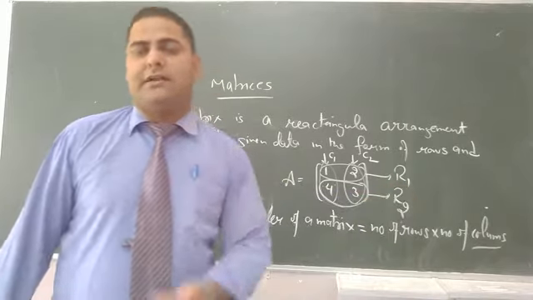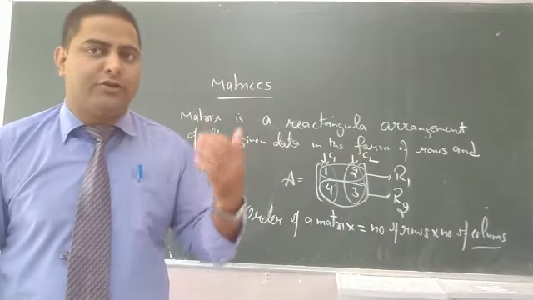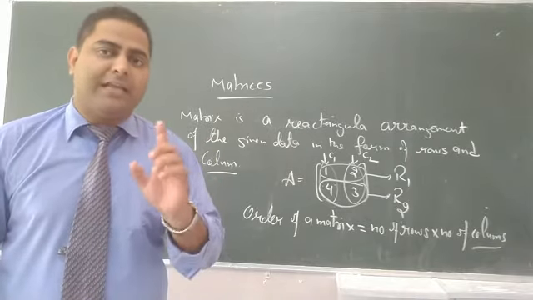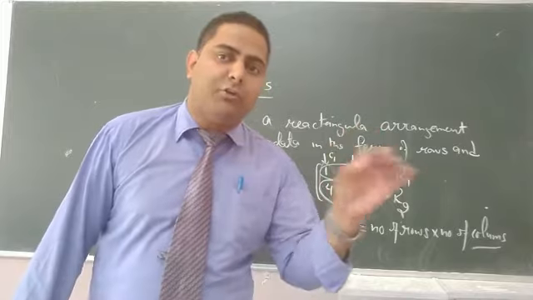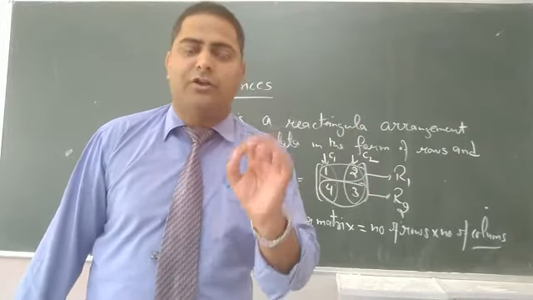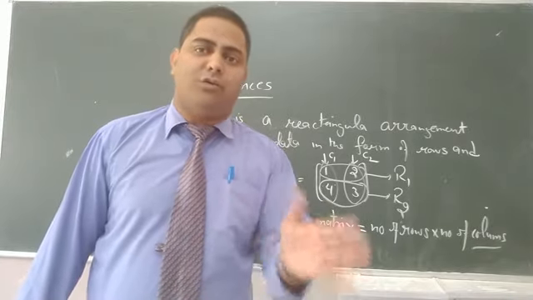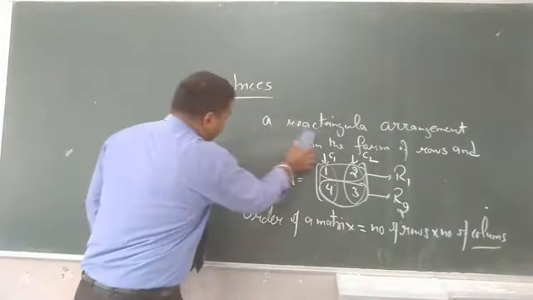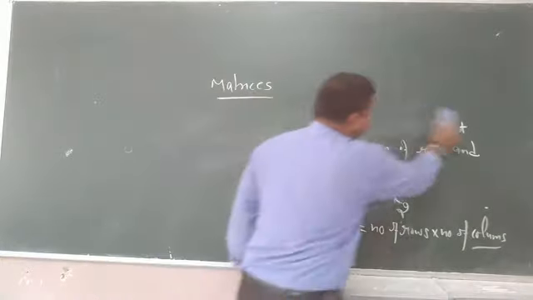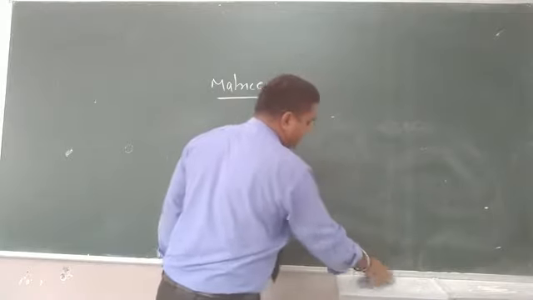This matrix is of the order 2 into 2 because it has 2 rows and 2 columns. And again I am repeating, for order you will write only 2 into 2. You will not write 2 into 2 equals 4, because it's just a representation of the number of rows and number of columns. Now let us discuss a few more examples and see what their order is.